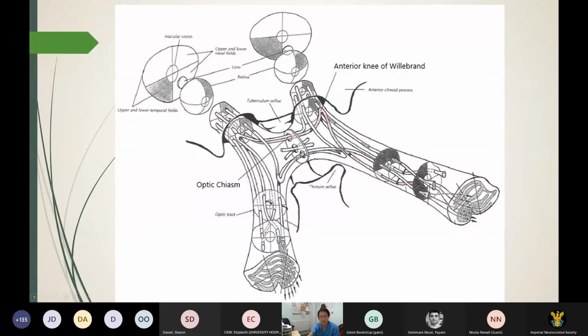That only happens with your nasal inferior field fibers, as you can see. Your nasal superior field fibers don't do that, and your temporal field fibers, well, they don't cross, so they just keep going forward. So it's just that inferior nasal field fiber that gives you the anterior knee of Wilbrand. The other thing to note on this particular diagram is that when the fibers come into the optic tract, they don't travel straight in the optic tract.